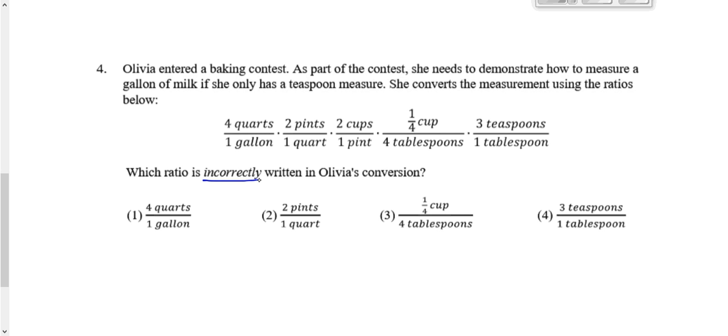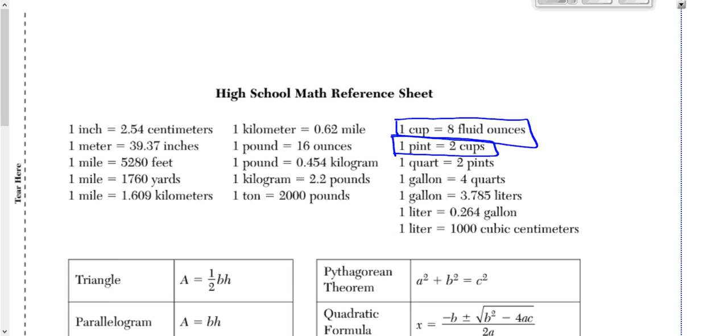1/4 cup over 4 tablespoons. What's wrong with that? You have to cancel out the cups. So let's see, the quarts will cancel, that looks great. Pints cancel, wonderful. Oh, cups won't cancel, right? So what's the problem? It should be the reciprocal, right? It should be flipped. Yes. So that's the incorrect one, choice 3. Yup. Okay.